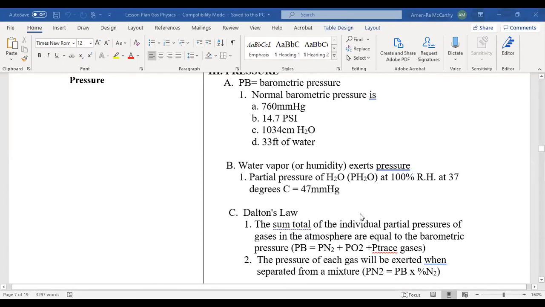Now we get into Dalton's law. Very big law. I'll read it to you and then give you my definition. The sum total of the individual partial pressures of gases in the atmosphere is equal to the barometric pressure. What I'm telling you is Dalton's law is the barometric gumbo.